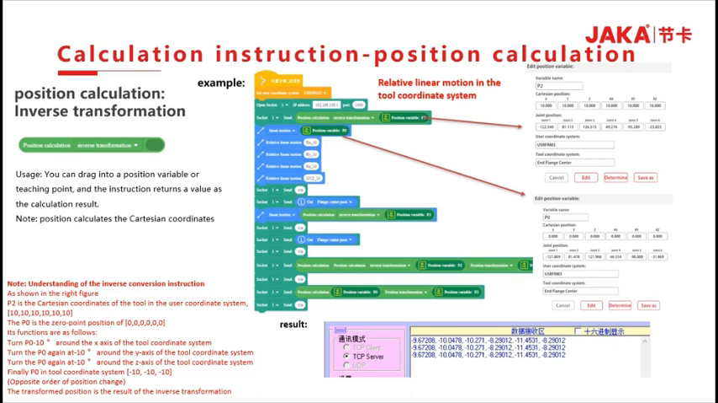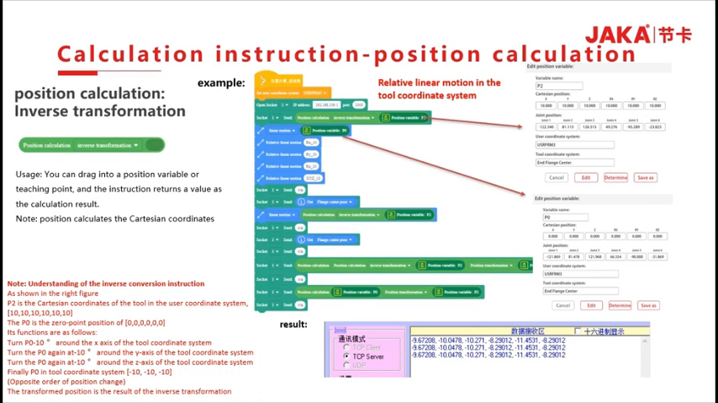An understanding of the inverse transformation instruction is shown in the example on the right. P2 is the Cartesian coordinate of the tool in the user coordinate system. Its coordinates are 6 tens. P0 is the zero position. Its coordinates are 6 zeros.